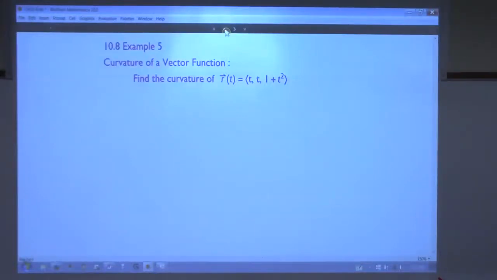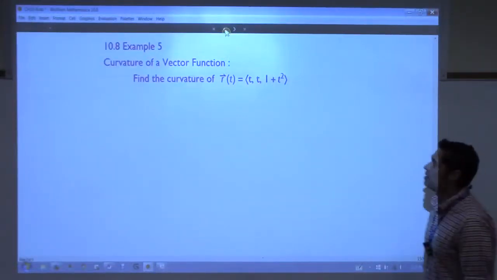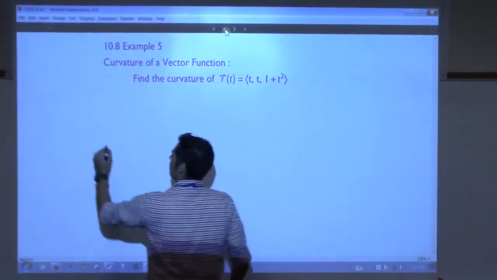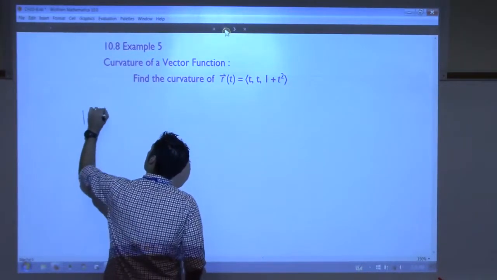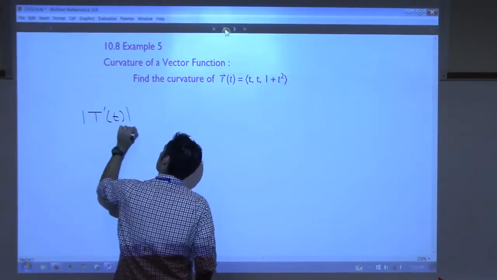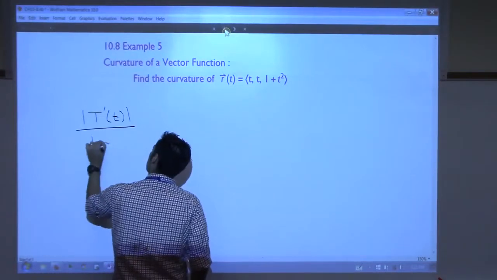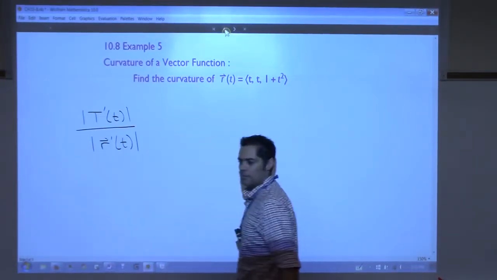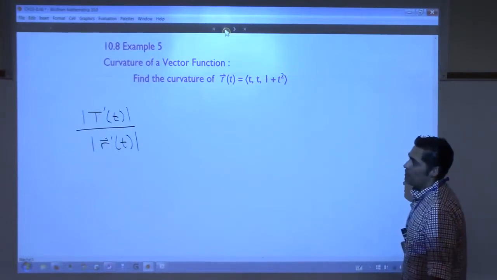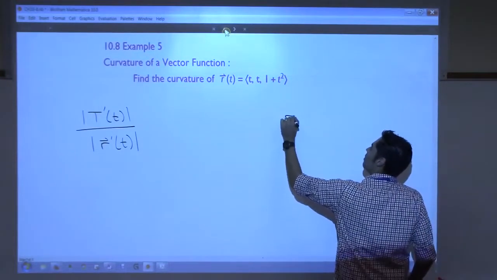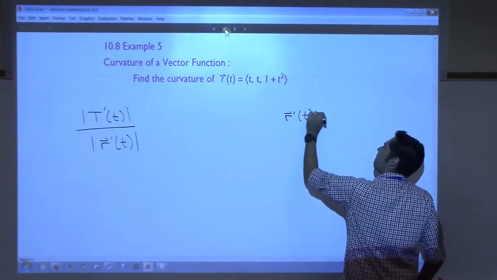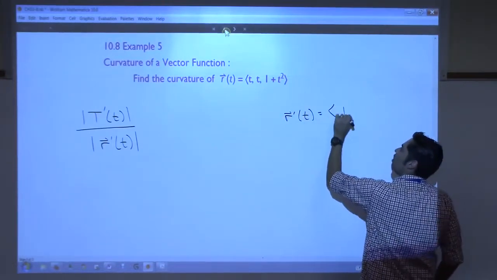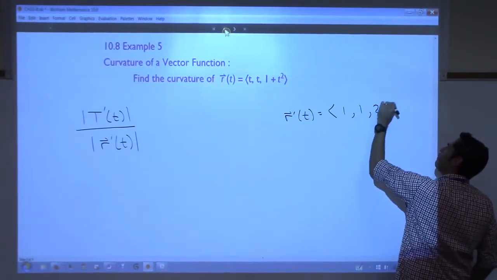I like the one we just used, but let's try the other one, okay? Let's just try the other one. The other one was the derivative of the unit tangent vector magnitude over the derivative of the position vector magnitude, right? All right, so I'm going to need to find the derivative. What's the derivative here? Ooh, nice. 1, 1, 2t.